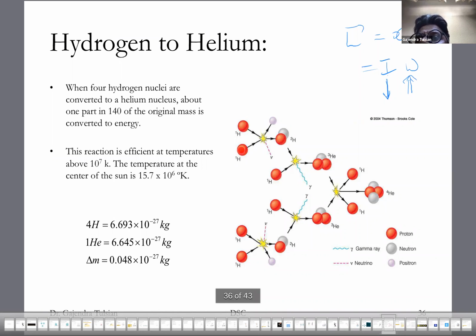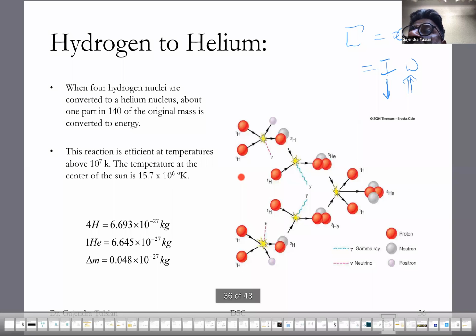Now the deal is the following. The mass of 4 protons is 6.69 times 10 to the minus 27 kgs. The mass of the helium is 6.64. You can see the mass of the helium is less than the mass of the 4 protons. And that's what it takes to make energy. Anytime you take a bunch of ingredients and get a product, if the product weighs less than the ingredients, the missing mass is converted to energy.